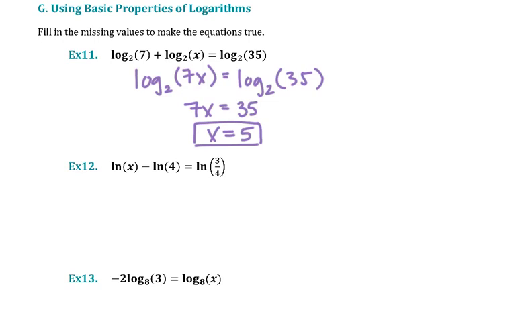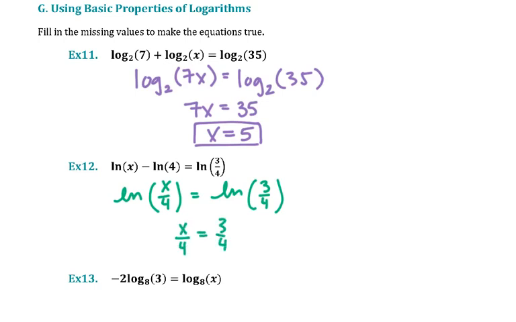Example 12, natural log of x minus the natural log of 4 equals the natural log of 3 over 4. So our minus that we see here would be the quotient rule. And the quotient rule means I can take this and rewrite this as the natural log of x over 4 equals the natural log of 3 over 4. And you should be able to see that now we're dealing with an x over 4 equals 3 over 4. In this case, x is going to equal positive 4.